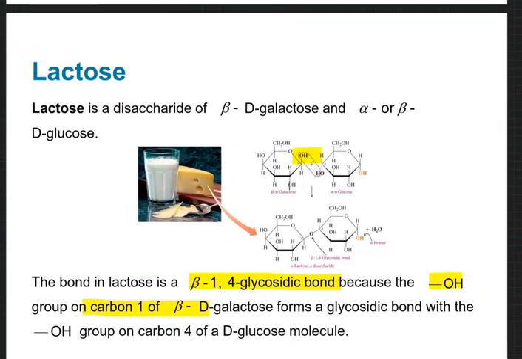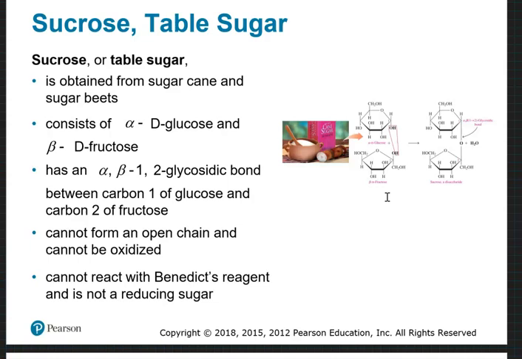Sucrose. So where do we get it from? Well, I believe in the United States, sucrose is produced from sugar beet. Sugar cane, as far as I know, is sort of more efficient. This is why Brazil and Cuba are some of the biggest producers of sugar in the world. And it consists of alpha D glucose and beta D fructose.